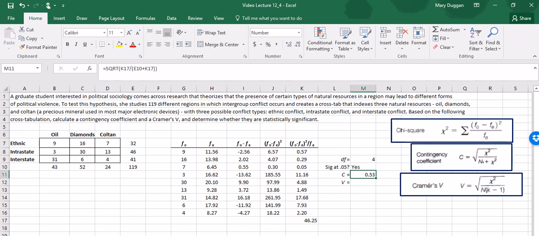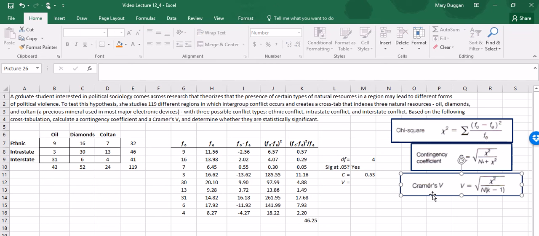The contingency coefficient has some mathematical drawbacks, however, especially with non-square tables, such as a 2 by 3 table or a 3 by 5 table. So even though our table is a 3 by 3, I'm going to use it to demonstrate how to calculate a Cramer's V. The formula for Cramer's V can be found right over here. It is equal to the square root of chi-square over n times k minus 1. And k in this case means our number of rows or columns, whichever is smaller. In this case, our number of rows and columns is both 3, and so we're going to use 3 for k.